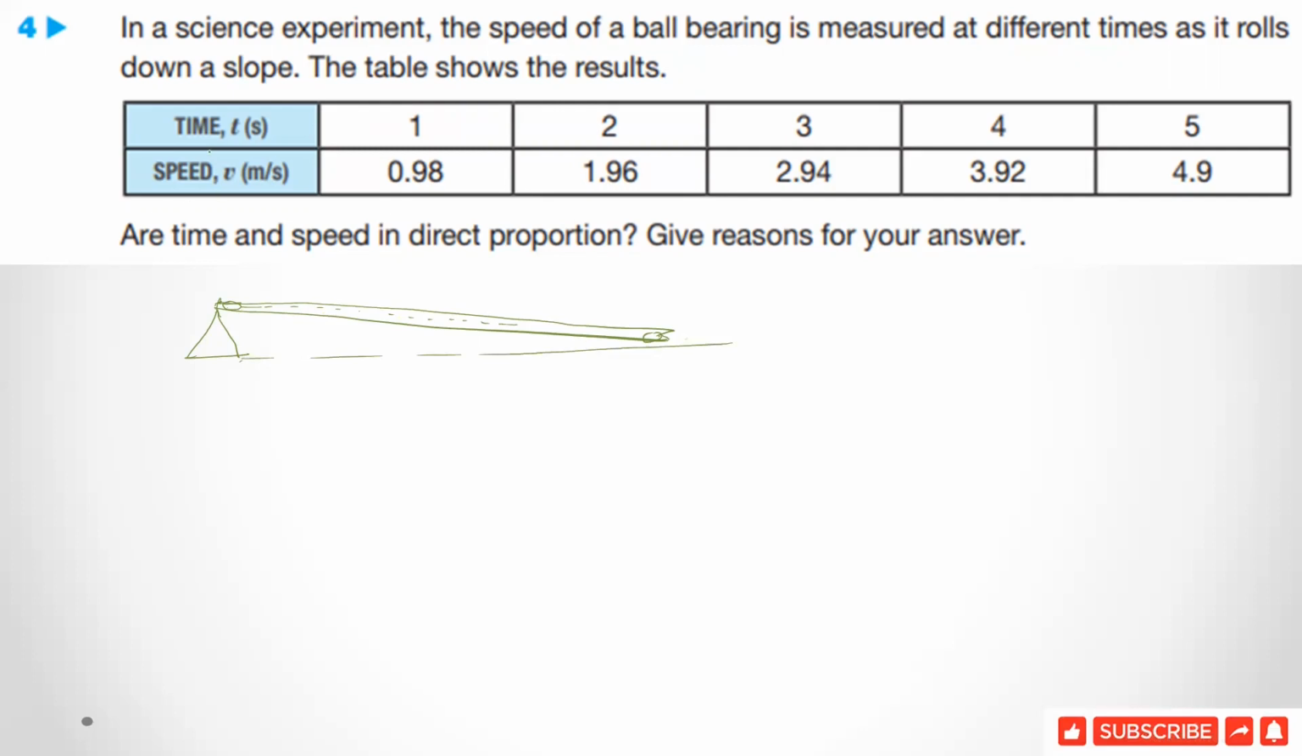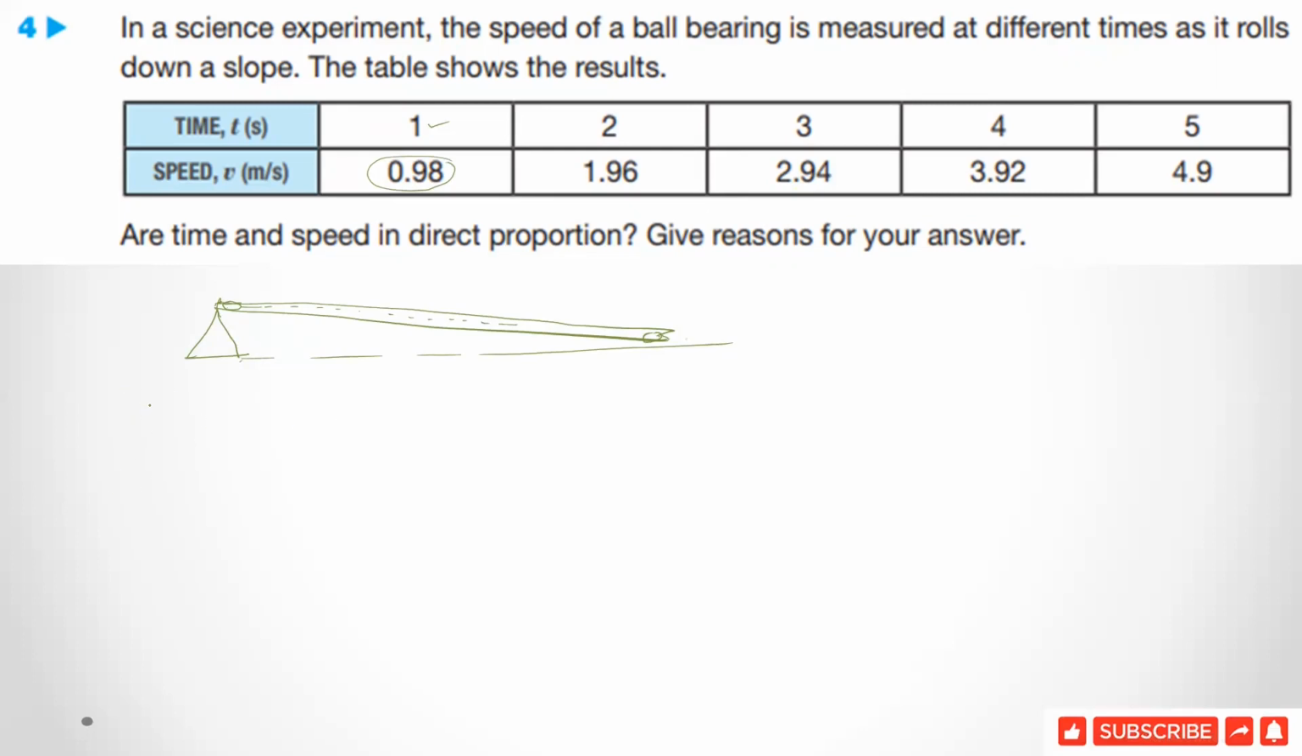Okay, at how many times? Time is 1 minute. If it reaches in 1 minute, its speed is 0.98 meters per second. But if it takes 2 minutes to reach the bottom, then it has a speed of 1.96, meaning its speed has increased. At 3 minutes, the speed is 2.94. So we need to check whether time and speed are all in direct proportion or not. We do the same thing as we did in question number 1.